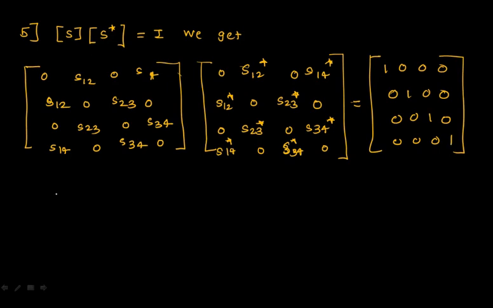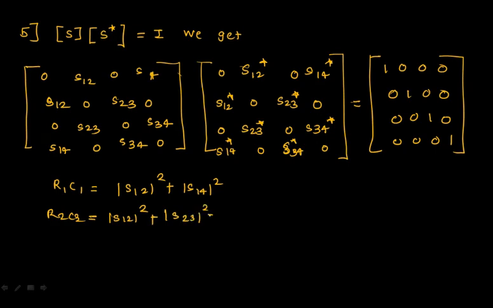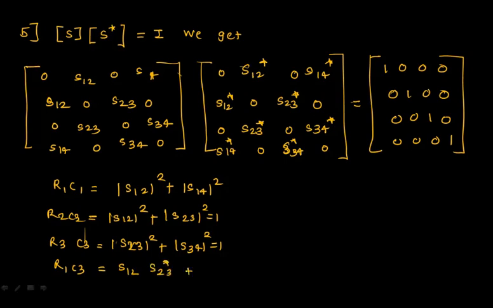R1 C1 will be S12 square plus S14 square. R2 C2 will give you S12 square plus S23 square is equal to 1. R3 C3 gives you S23 square plus S34 square is equal to 1. Then R1 C3 is equal to S12 S23 complex conjugate plus S14 S34 complex conjugate. So this is what we have.